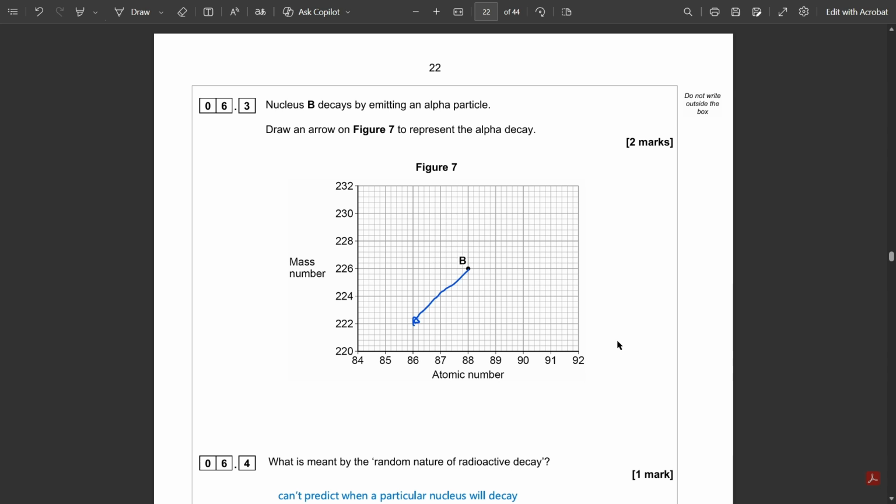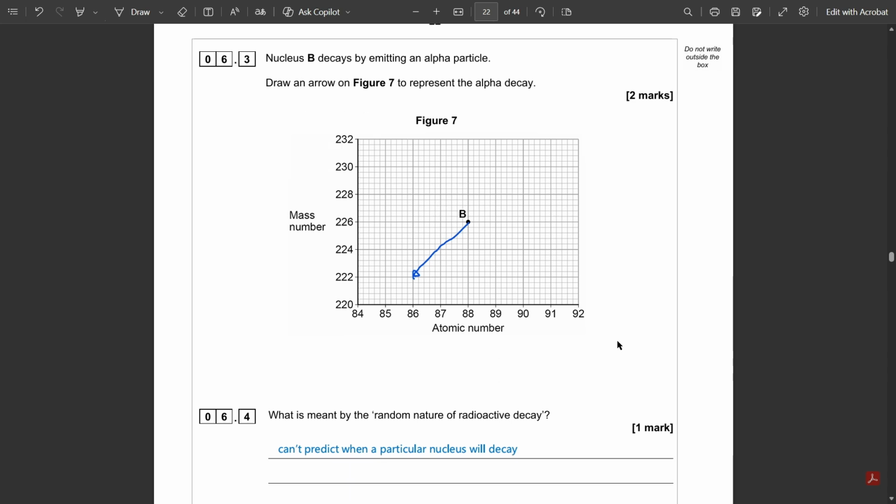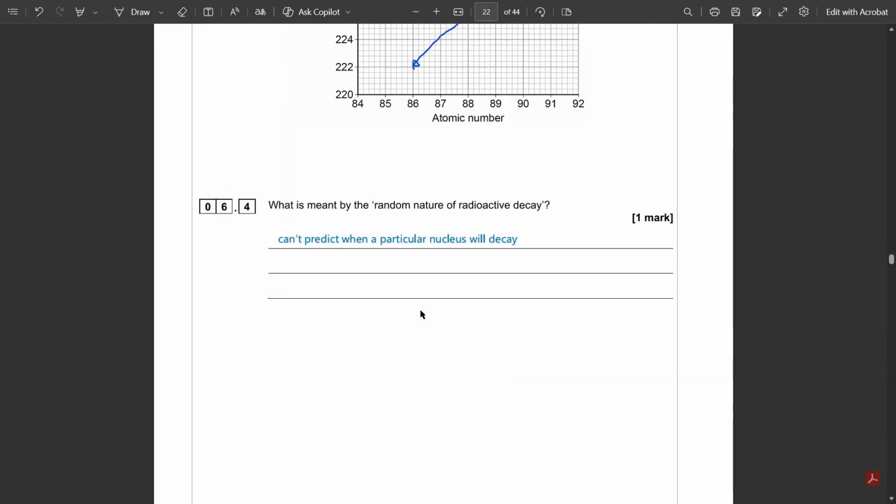Then nucleus B decays by emitting an alpha particle. Draw an arrow on figure 7 to represent the alpha decay. It just goes from, loses 2 atomic numbers and 4 atomic mass, and that's the new atom here. It only asked me to draw an arrow, not the actual atom. And what is meant by the random nature of radioactive decay? It means you can't predict when a particular nucleus will decay.